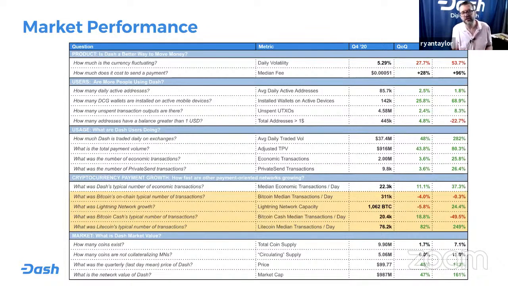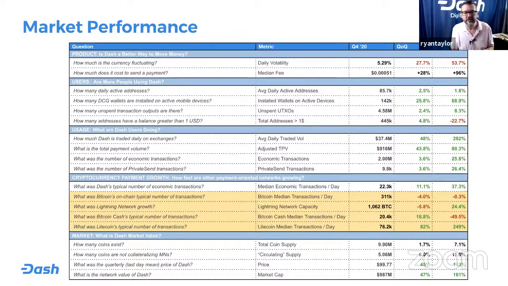Average daily traded volume on the exchanges went up about 48%. This is a filtered number. It's a subset of exchanges that Coinmetrics believes the metrics to be true. And so, if you go on CoinMarketCap or something like that, you're going to see a much larger number than this. But this is one that they believe is far more accurate. And here we saw almost 300% gains over the fourth quarter of 2019.